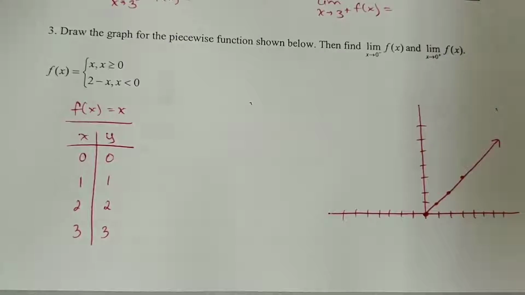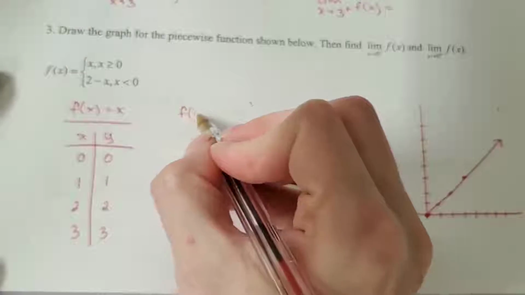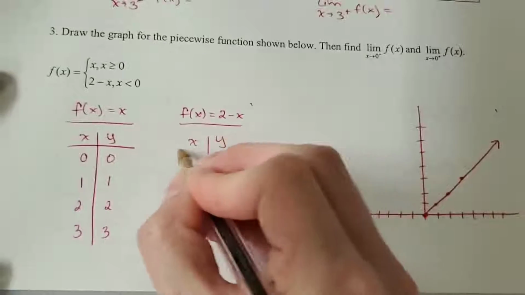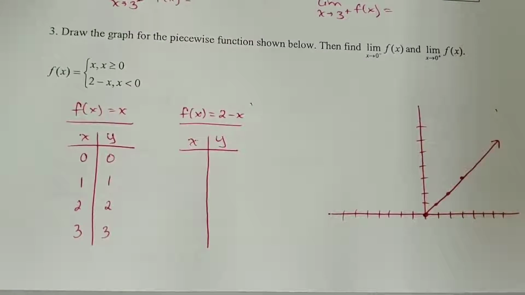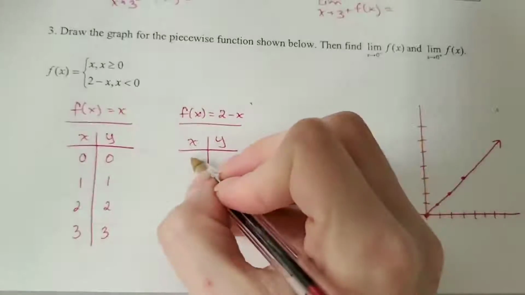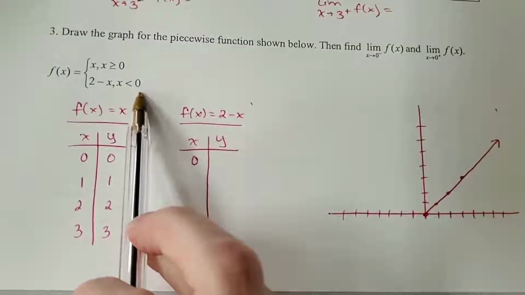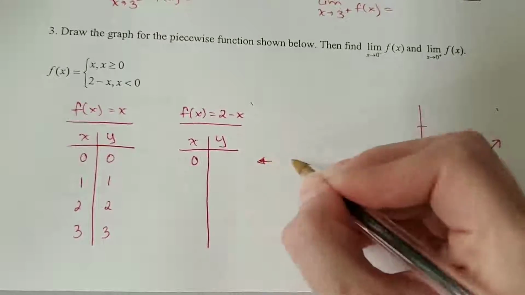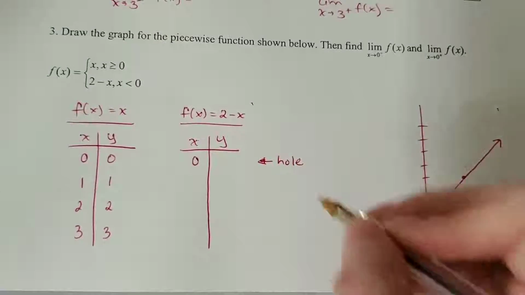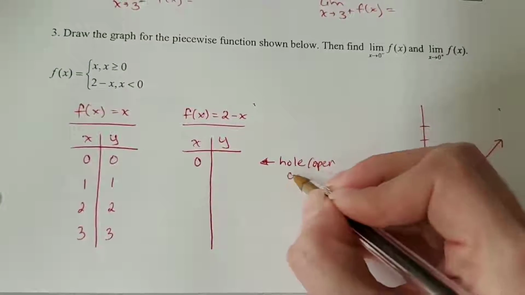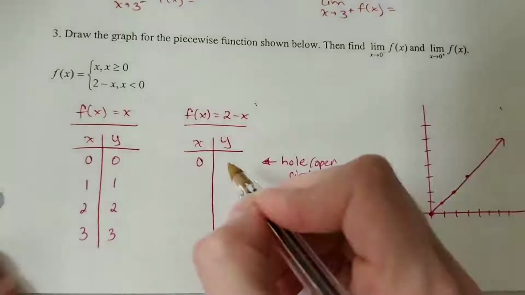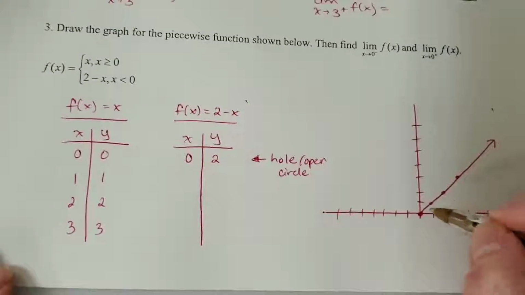For your second function, your bottom function, f of x equals 2 minus x, we're going to do the same thing. It seems like you shouldn't put 0 in, but you're going to put 0 in even though it says that x should be less than 0. I just know that because I can't put this in, whatever answer I get out here, I'm going to show as a hole in the graph, or an open circle. I don't want to run into my graph there. So if I substitute 0 into my function, 2 minus 0 is going to give me 2. So at (0, 2), we're going to have an open circle there.